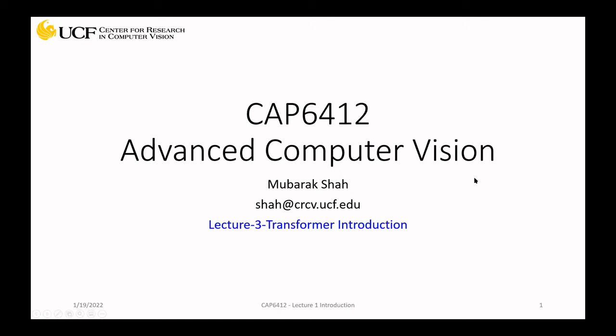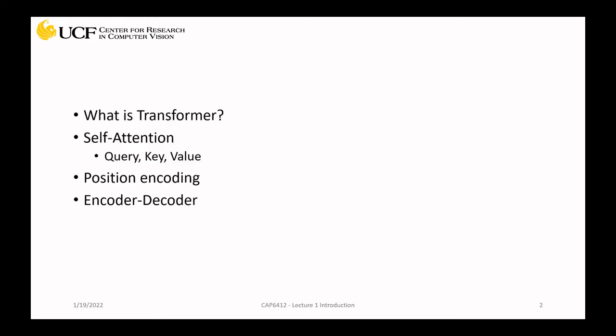Okay, so we are going to talk about the transformer because, as I mentioned in the first lecture, we're going to focus on transformer because that's the hottest thing in computer vision and deep learning. So I'll give you a very broad introduction so that you understand the basics, then we are going to go into detail in the papers. So we'll talk about what is transformer. In particular, we'll talk about what is self-attention, because that's a main component of transformer. And self-attention has the query, key, and value, and position encoding, and encoder-decoder architecture.